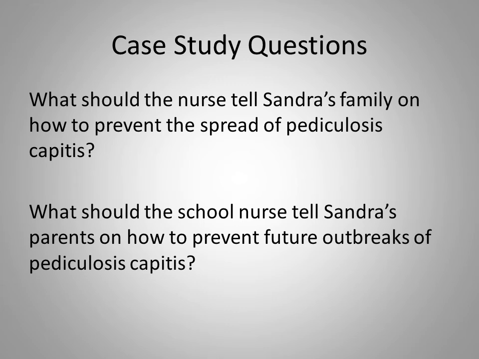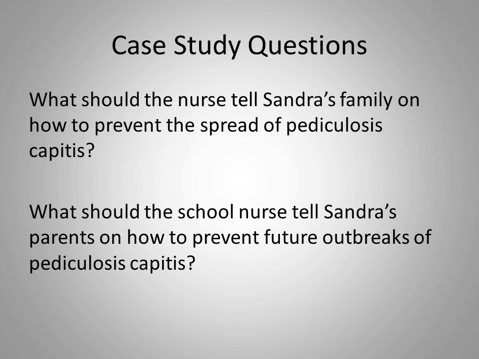What should the nurse tell Sandra's family on how to prevent the spread? Well, they need to machine wash all clothing and towels as well as bed linen in hot water and dry for at least 20 minutes in a hot dryer. Anything that cannot be washed should be dry cleaned or sealed in a plastic bag for 14 days. If those items can be thoroughly vacuumed, they should be done so at that time.